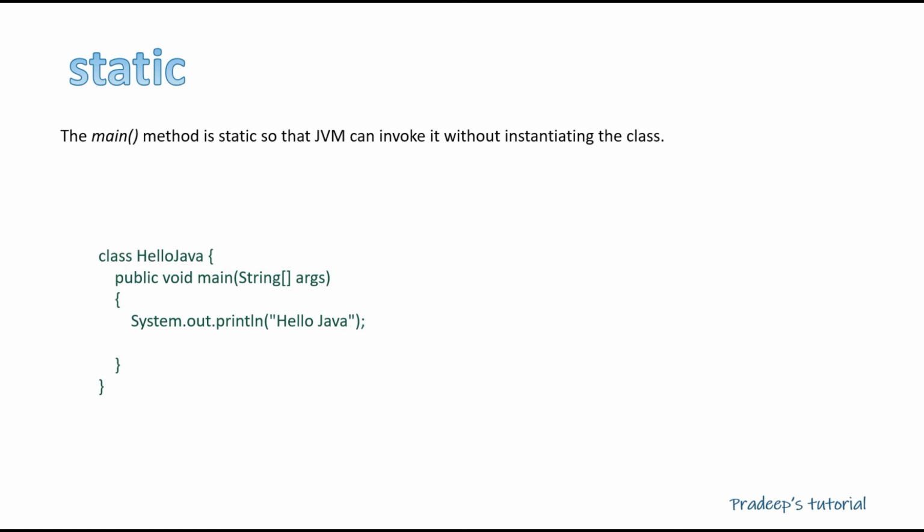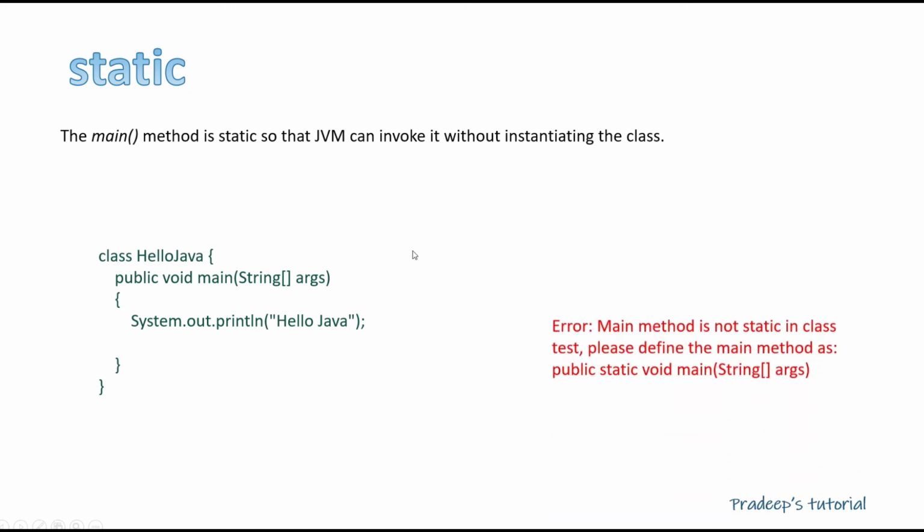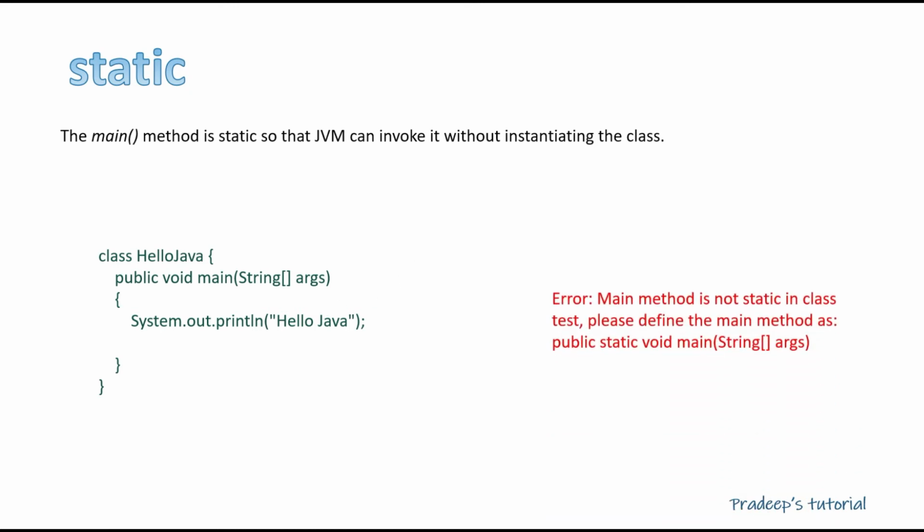Let's write a simple code here. I just removed static from here. And now if I execute, what error will I get? Let's see. Main method is not static in class. Please define the main method as public static void main. It's telling you that you have to mention static here.